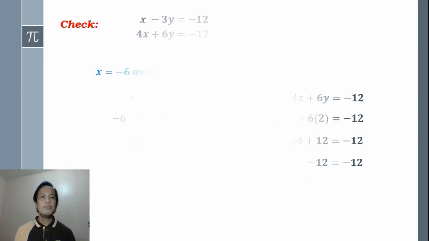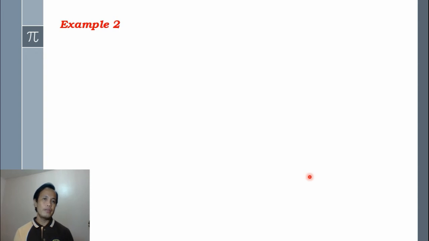Okay, let's proceed to the second example. We are given this set of equations: y equals negative 4x plus 16 for the first equation, and the second equation is negative 3x plus 3y equals 23.